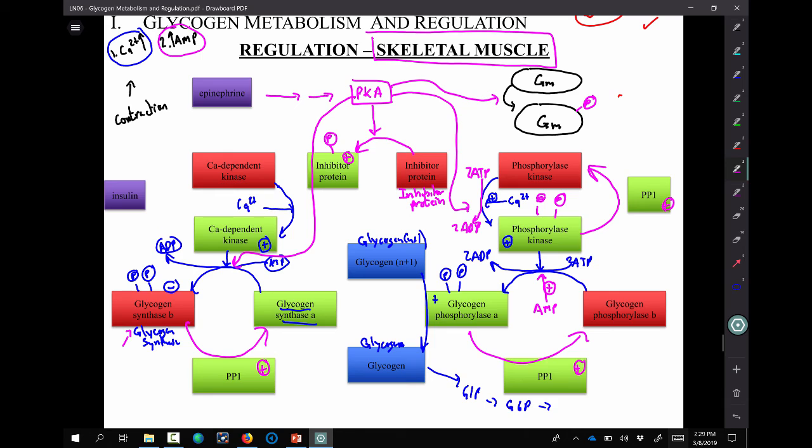I'm assuming it's using ATP for that phosphate group. Yep, on the GM, yes, I didn't write it down. I'll write it down. ATP, ADP, and ATP, ADP.